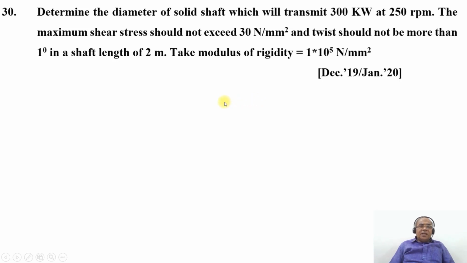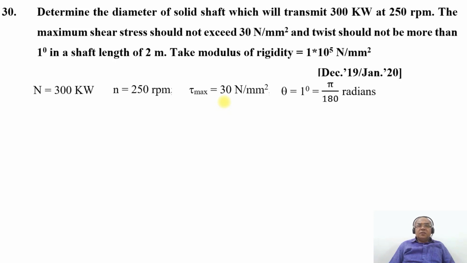So first we are going to analyze the data. He has given that the shaft transmits 300 kilowatt power. So capital N is equal to 300 kilowatt, small n is 250 RPM, and tau max is 30 Newton per mm square. The twist is 1 degree, so it will be pi by 180, and the shaft length L is 2 meters, which is 2 into 10 to the power of 3 mm. Capital G will be equal to 1 into 10 to the power of 5 Newton per mm square, and we need to find the diameter of the shaft.